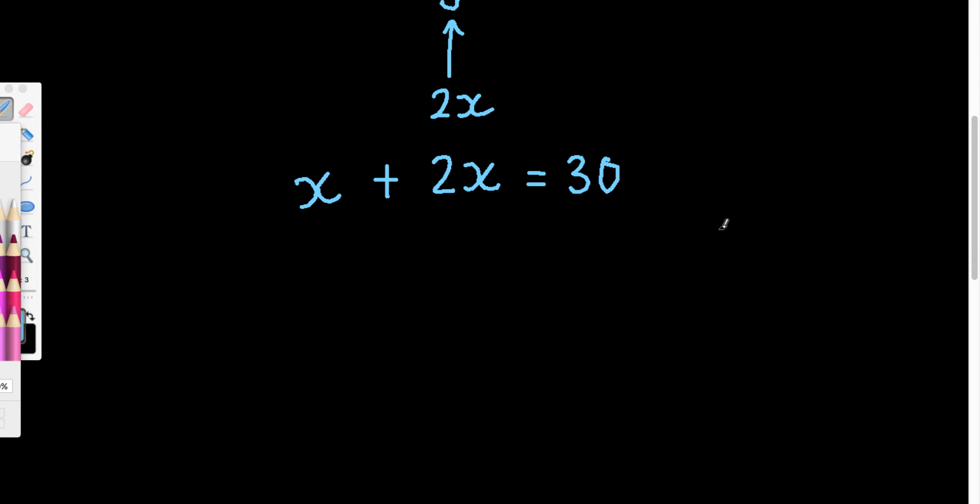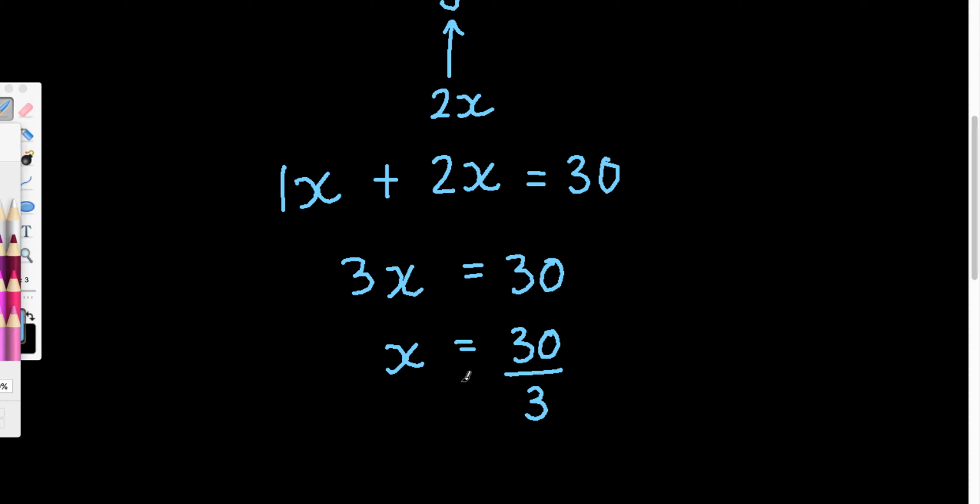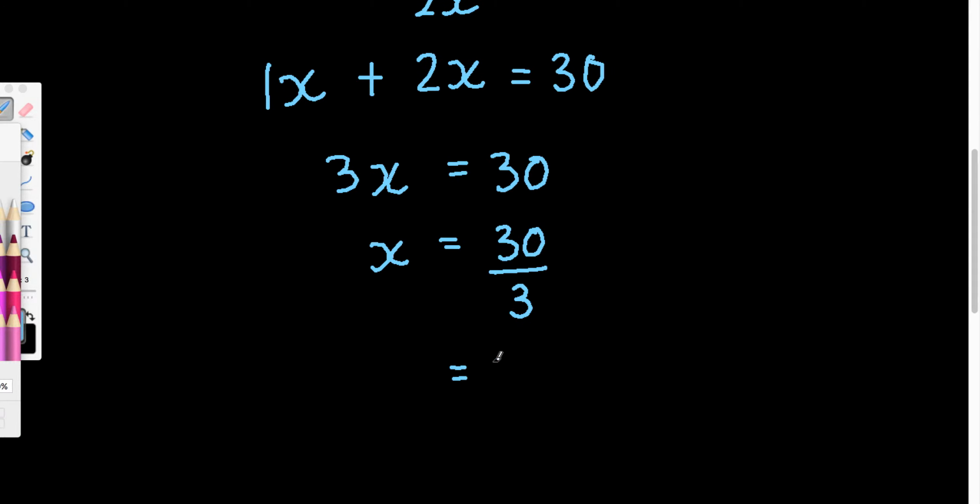Just like before, I'm going to now solve. I need to collect these like terms. I've got 1x there and 2x here. So 3x equals 30. So x must be equal to 30 divided by 3, which is 10.